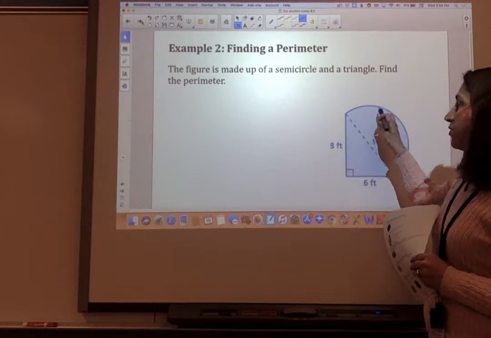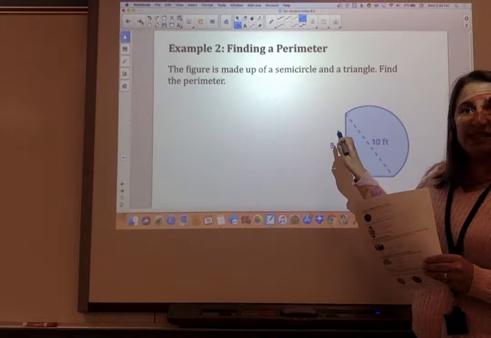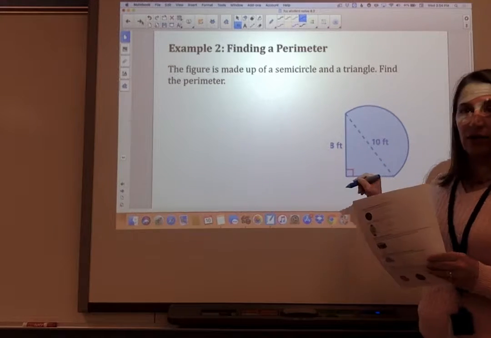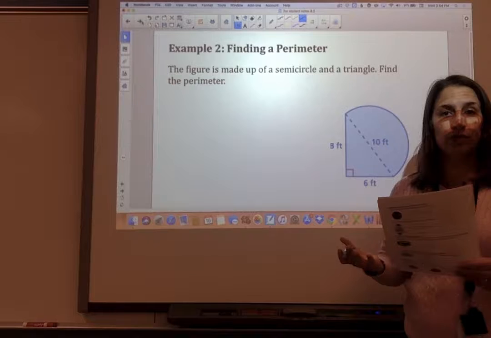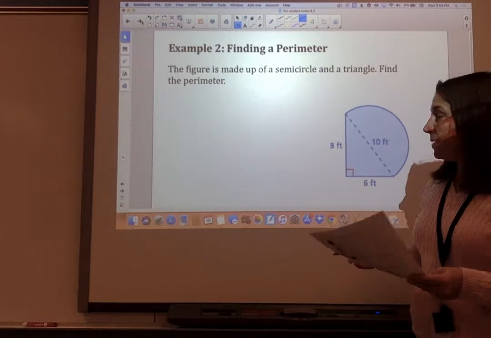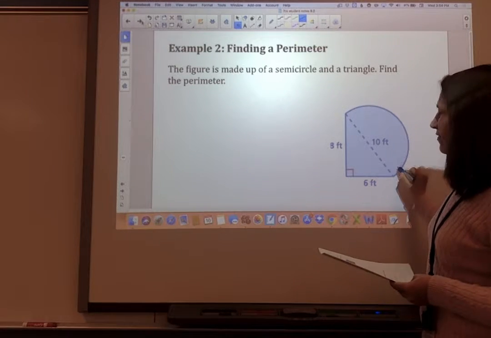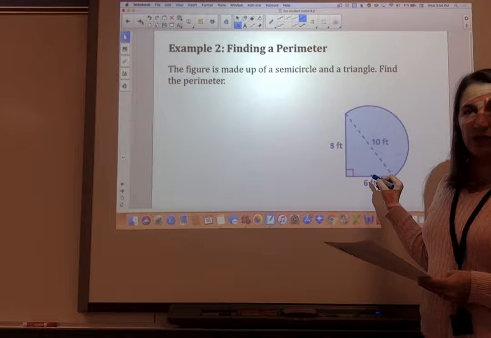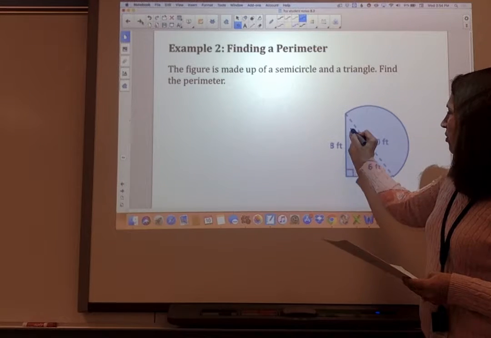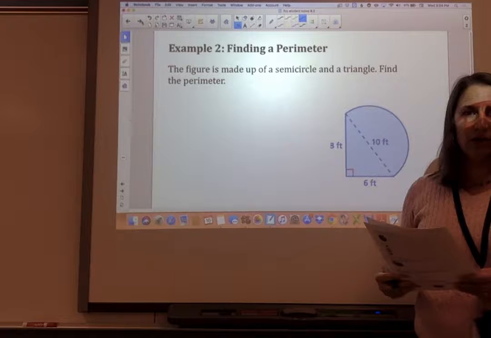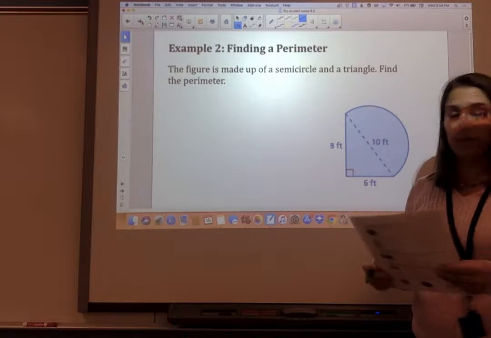All right, let's look at another example. Here we see we have a curved edge. We have this semicircle and a triangle. So now we know we're going to need to use our circumference formula, but we're only going to need half of the circumference because we have a half of a circle, and then we're going to need to add on the two sides of the triangle that are on the outside of this shape.